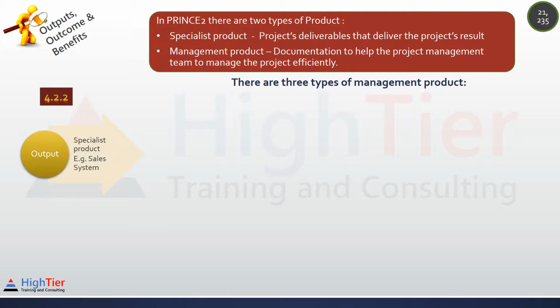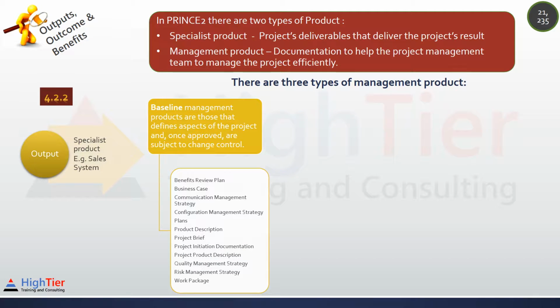There are three types of management products: baseline, records, and reports. Baseline management products are those that define aspects of the project and once approved are subject to change control. These are all the plans, strategies, business case, the product descriptions, project brief, project initiation documentation, and so on. For example, if the cost in the business case changed from 1 million to 1.5 million, you can't just change it, you have to get the approval again.